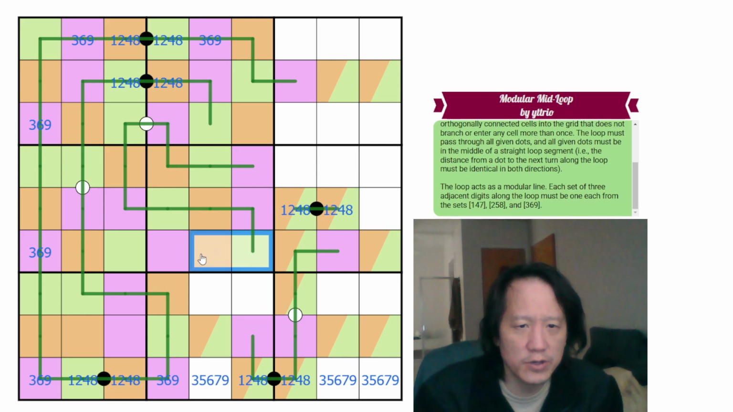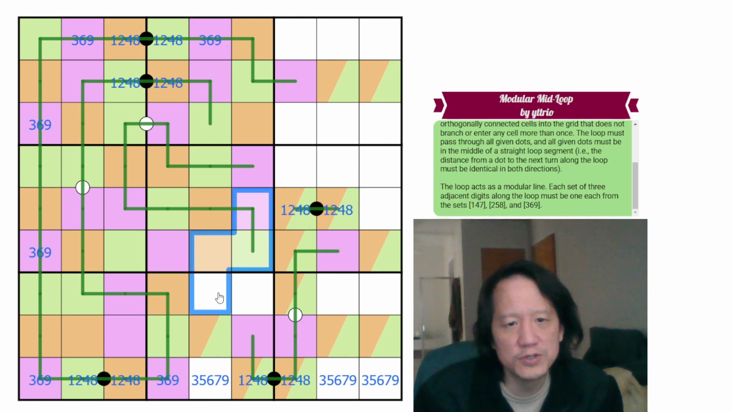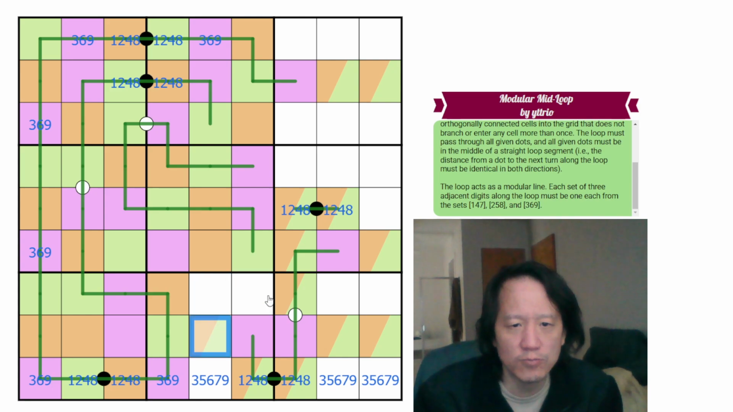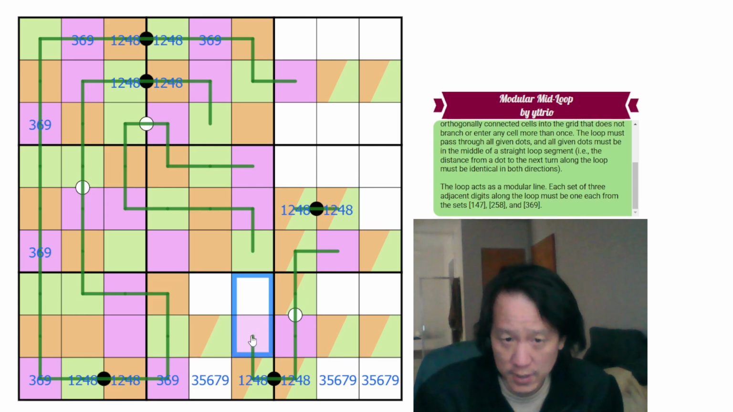It could be orange, pink, but that doesn't work. So if it tried going this way, it doesn't work because then it'd be orange, pink, and then you can't have... Yeah, it's only 1. And then you have 2 pinks in a 3 adjacent span. Therefore, it just must go straight down, which means this is orange.